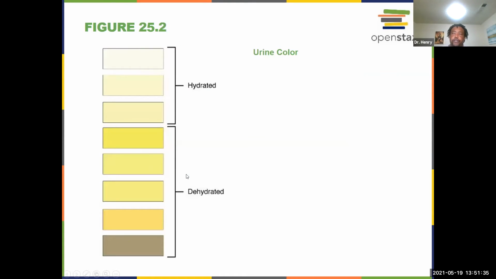So this is the color of urine. If we're hydrated, our urine is really light in color. The more dehydrated we get, our urine becomes darker in color. So the urine serves as a good way of letting us know what's going on with our body, right? If our urine has a pinkish color to it, we often will know what's going on in that case.